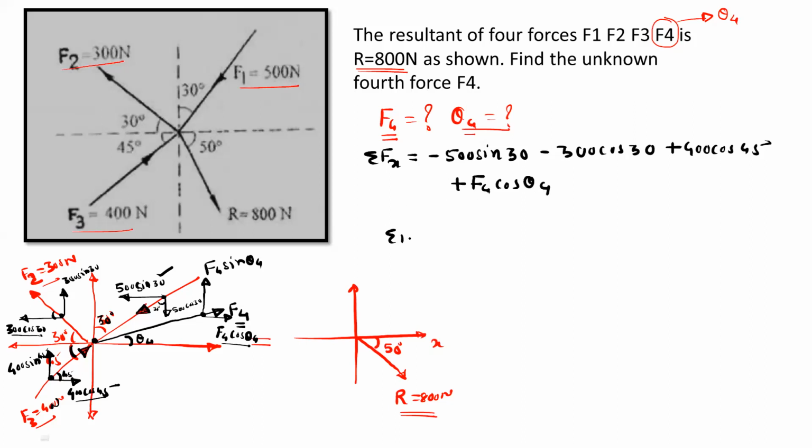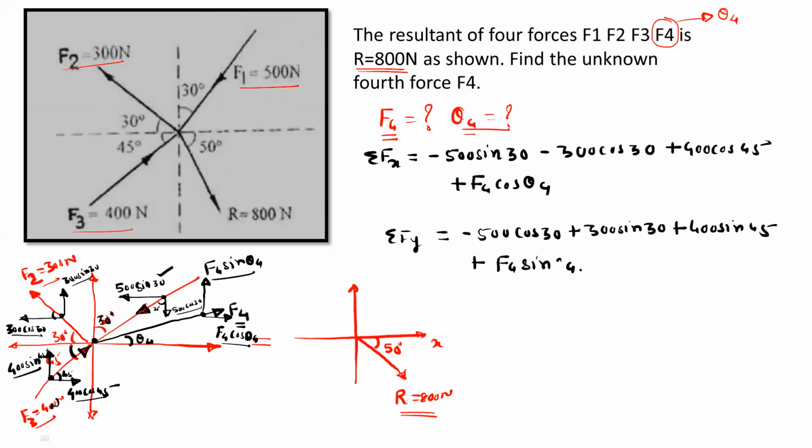Then summation Fy, this is equal to 500 cos 30, it is towards negative y direction, so minus 500 cos 30. Then 300 sin 30 positive y, so plus 300 sin 30. Next is 400 sin 45, again it is positive, so plus 400 sin 45, and plus the y component of the unknown force, which is F4 sin theta 4.